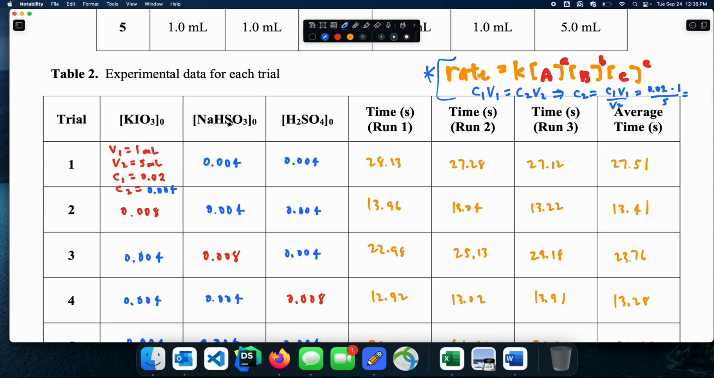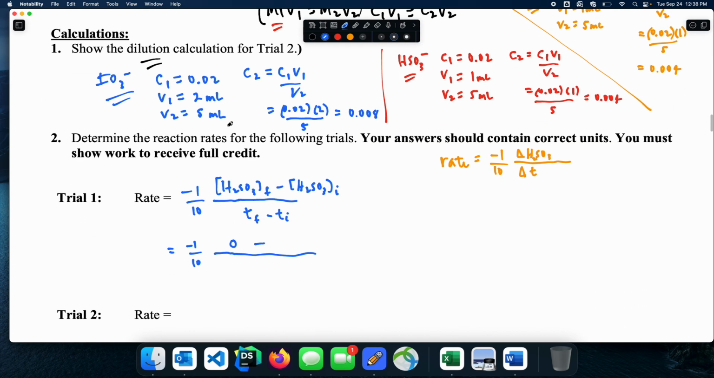Here's my hydrogen sulfite. Oops, this was sodium hydrogen sulfite. I made a mistake there. Let me change that back to hydrogen sulfite. It's got a minus charge on it because it's the ion. The sodium's there, it's just a counter ion, right?